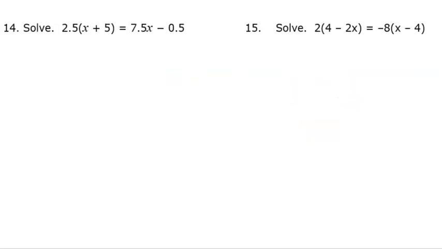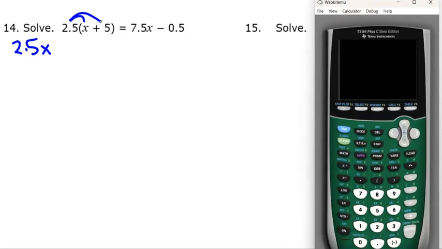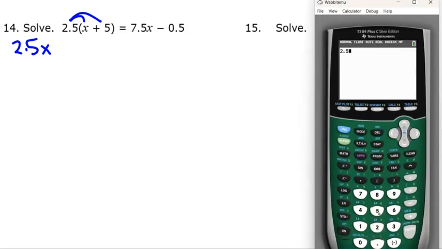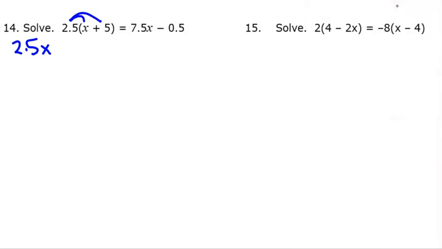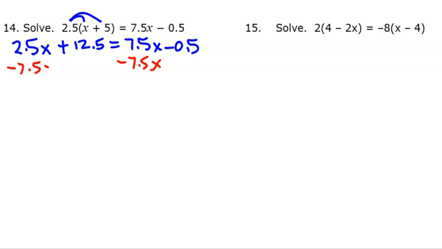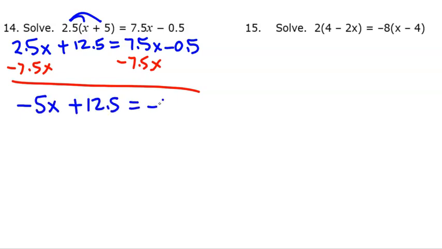Question number 14 asks you to solve for x. So you might need a calculator for this part. 2.5 times 5, right? You pick your calculator up. 2.5 times 5, we get 12.5. On the other side, there's no math to do, so I'm just going to rewrite it. Now I'm going to try and get my x's on the same side, so I think I'm going to subtract 7.5x because I like my x's on the left. So over here, I'm going to get negative 5x plus 12.5 equals negative 0.5. This time I'm going to subtract 12.5 from both sides.